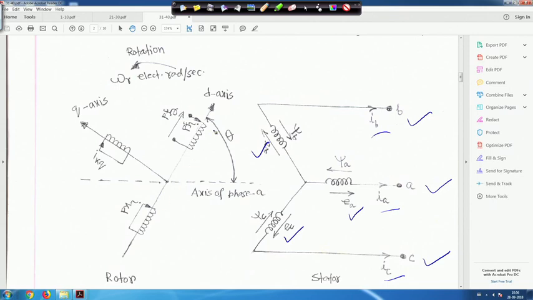Now this is EFD, I have written it in another way, right? This is the field voltage, the DC field voltage, EFD. And this current is IFD entering into the field winding. So this convention will be the positive convention, right?